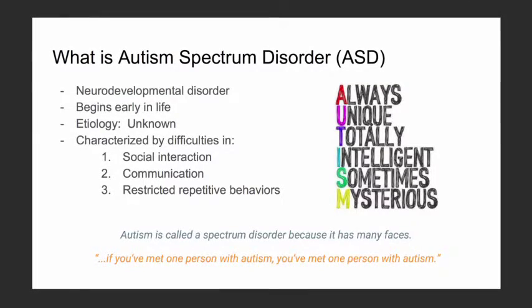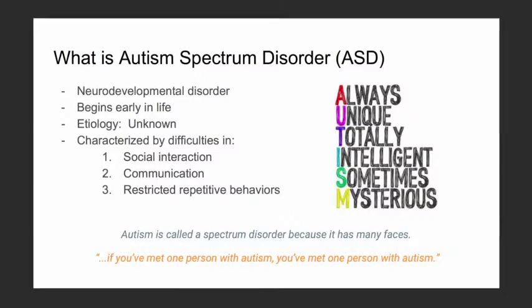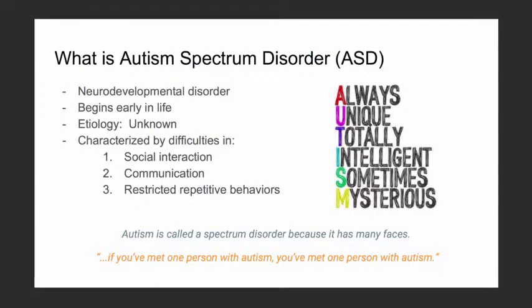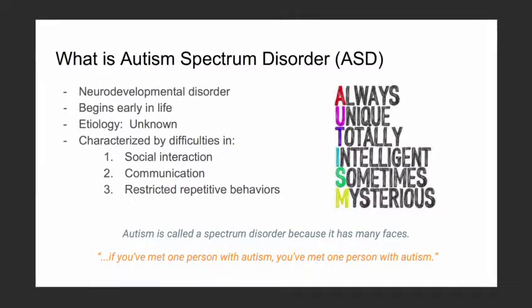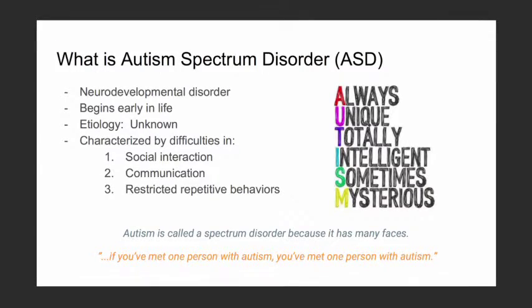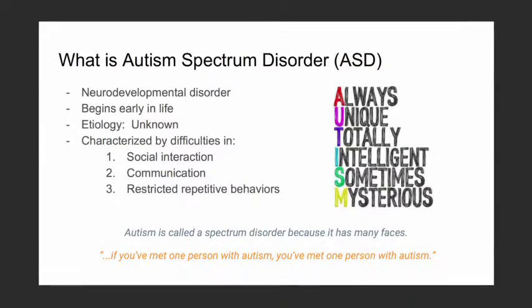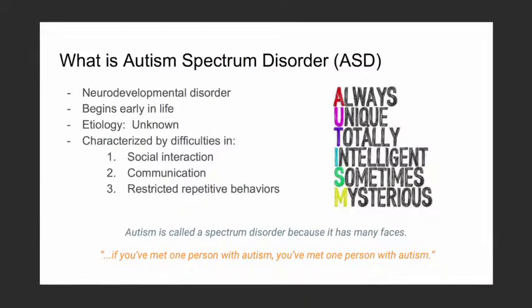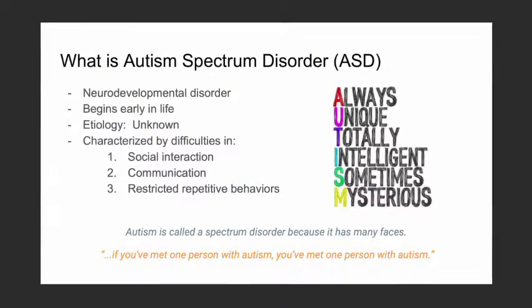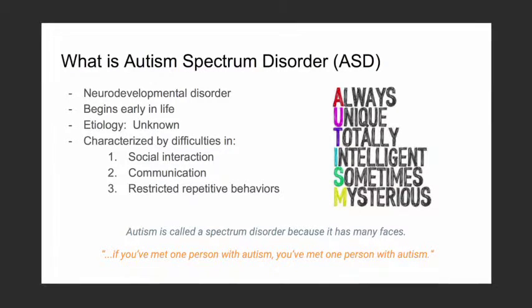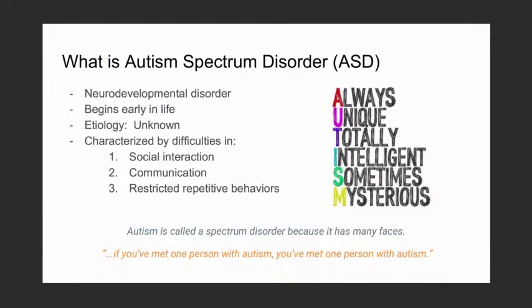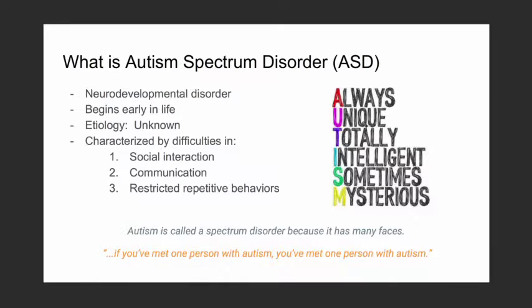Autism is called a spectrum disorder because it has many faces. If you've met one person with autism, you've simply met one person with autism. We have to remember each person with ASD is unique and individualized. They can express love, desire community, are typically not dangerous, and especially in a clinical setting, we need to remember that they can hear you, even if you cannot hear them due to nonverbal aspects of the disease.